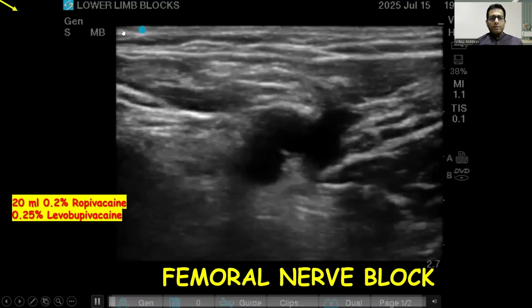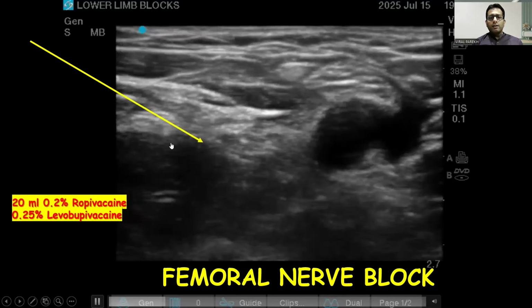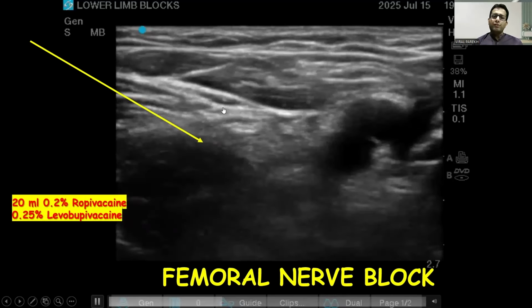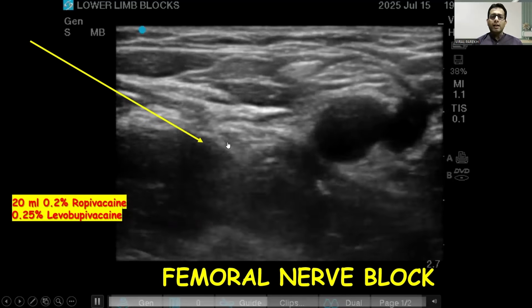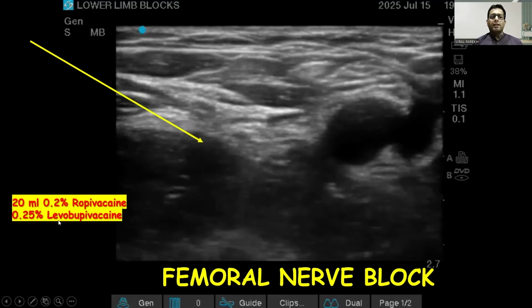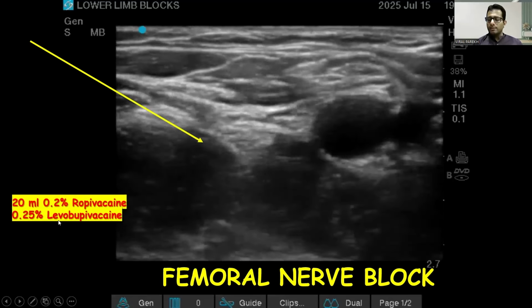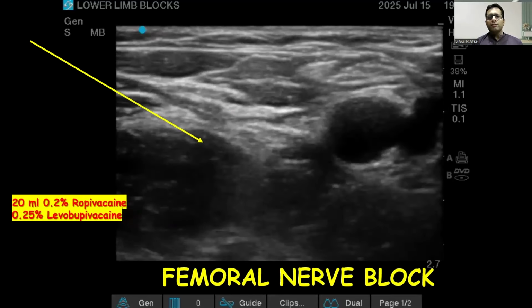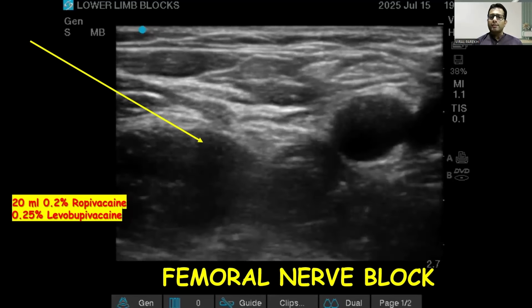So the needle will come from the lateral edge and we need to pierce both the fascia lata and fascia iliaca and deposit the local anesthetic. Around 20 ml of local anesthetic is sufficient. Depending on whether we need to give an analgesic or anesthetic block, we need to determine the concentration.